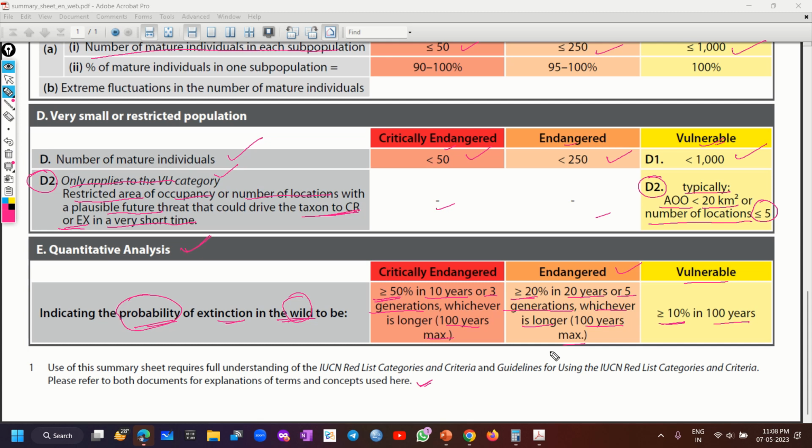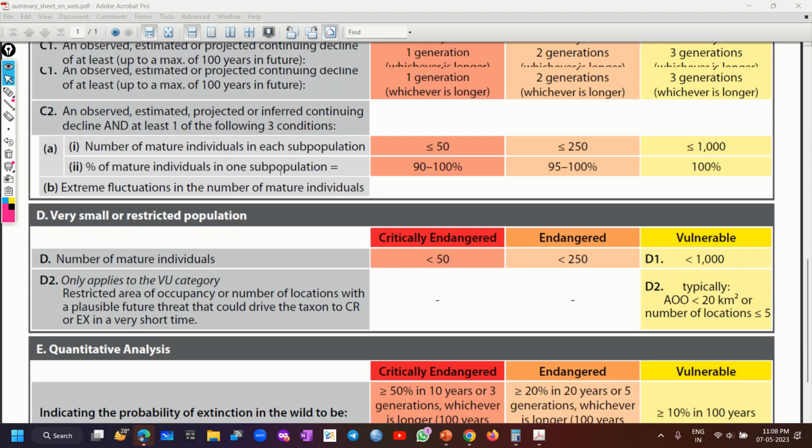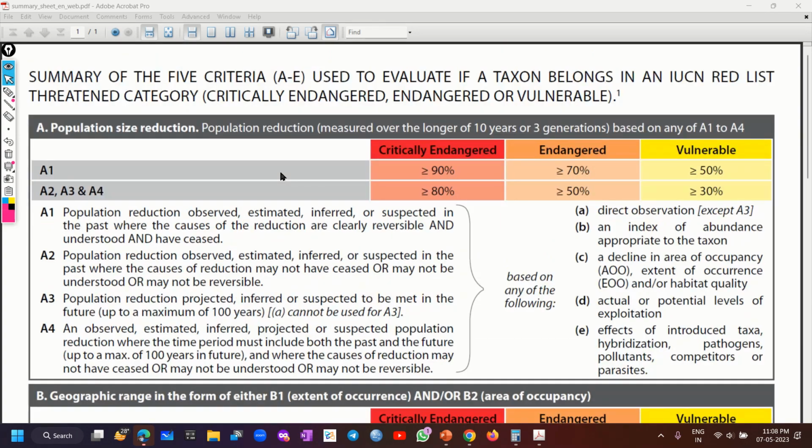So I have downloaded this document from the IUCN Red List website. This is an original and authentic document of the IUCN. So I recommend you to please go through this one and read all the parts clearly.